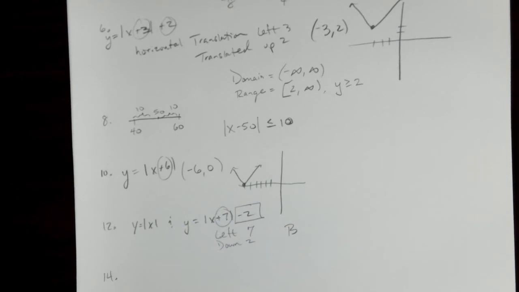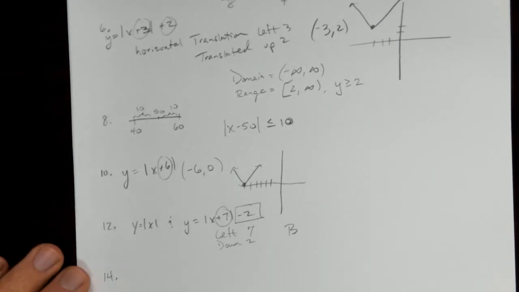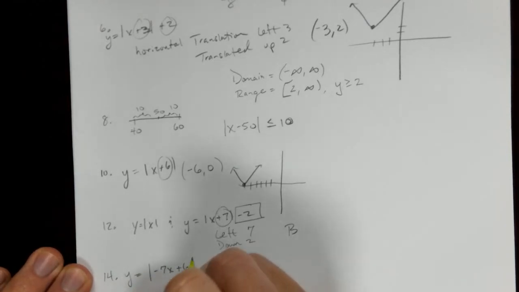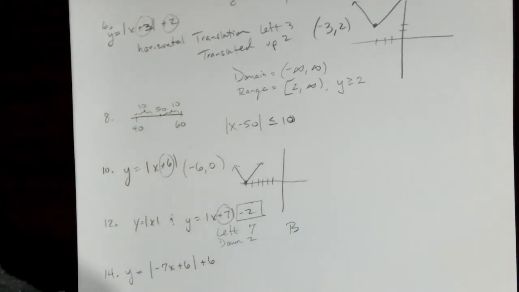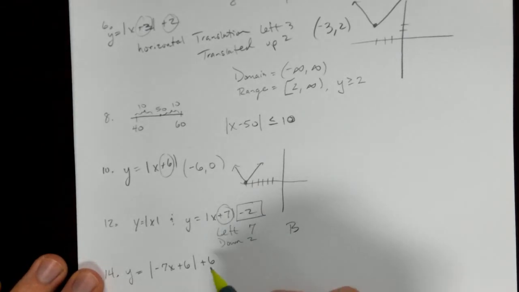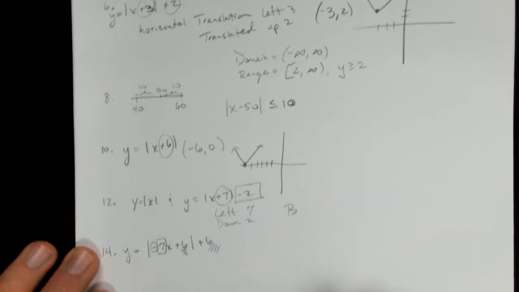Rocking on to number 14. Number 14, we want to compare each function with the parent function. We're going to look at the vertex, axis of symmetry, and the transformations. So number 14, we have y equals the absolute value of negative 7x plus 6 plus 6. So we know we have 3 transformations here. Actually, excuse me, 4 transformations here. We have 1, 2, 3, and 4.